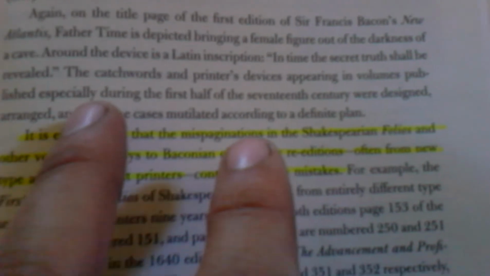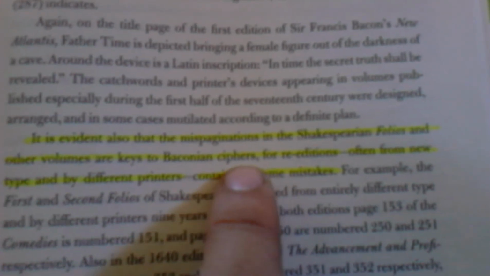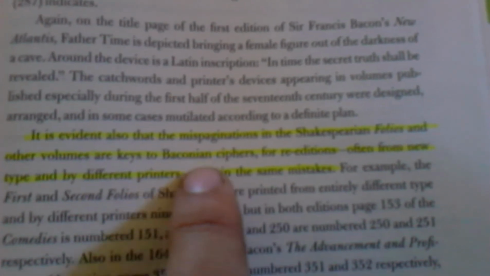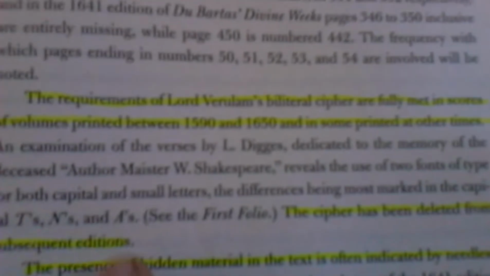And that's how it is with a lot of those old writings of these so-called great works of art, these great literary masterpieces and whatnot. They're full of ciphers, man. They're full of ciphers and cryptographs and all kinds of stuff. Look, how come in a new type and in different printers they contain the same mistakes? Makes no sense.